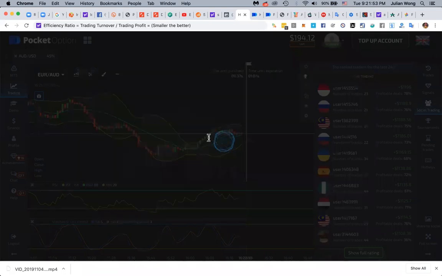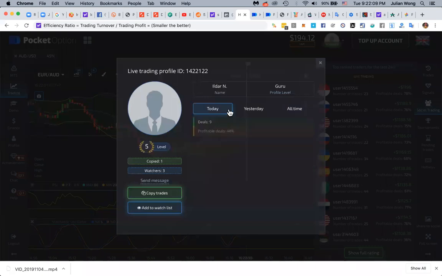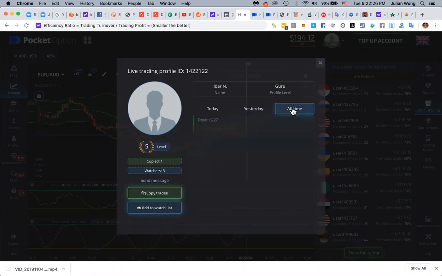Most important. So let's assume that I copy this guy. I mean, this guy is not really good, but I'm assuming I'm going to copy this guy. What must I look at? I must look at what is his average trading size. I look at today, all time, he's done 6,000 deals. Today, his smallest is 30, his largest is 120. Yesterday, his smallest is 35, his largest is 115. His all-time smallest is 20, his largest is 120.